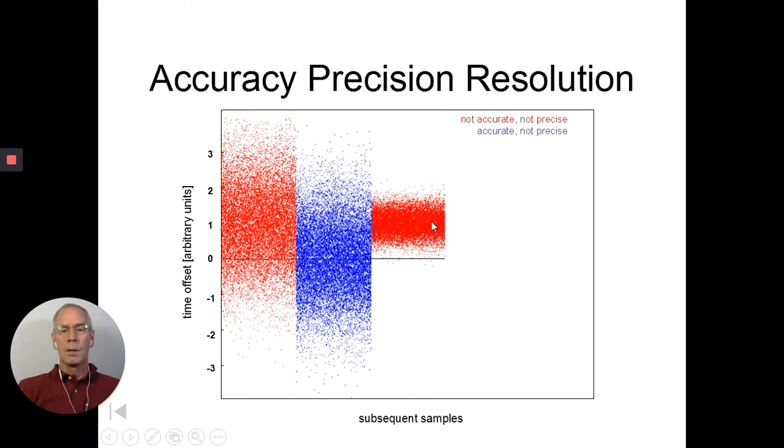In this example, we were closely grouped, so our data is indeed precise, but it's not very accurate. It's too high. So it's not accurate, but it is precise. And this last example, this is maybe what we'd like to see in our data. It is both precise and accurate.